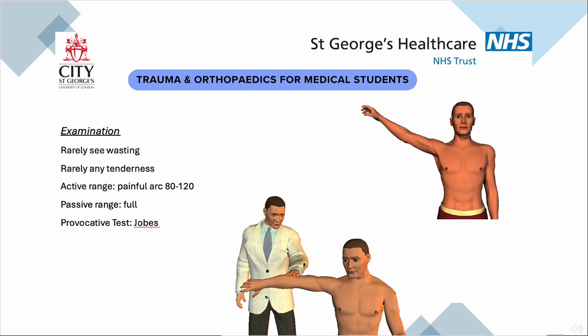Clinical examination is notoriously unreliable. There's rarely any wasting that you can see because these muscles are quite deep, and there's very rarely any real tenderness that you can identify. They will have a full active range of motion. However, classically they will have this painful arc between about 80 and 120 degrees of abduction. There is a test called the Job's test, or the empty can test, where the arm is put out to the side, the thumb is turned down, patient pushes up and the examiner pushes down, and that reproduces the pain. But it is not terribly reliable. However, you should be aware of it as part of your examination.